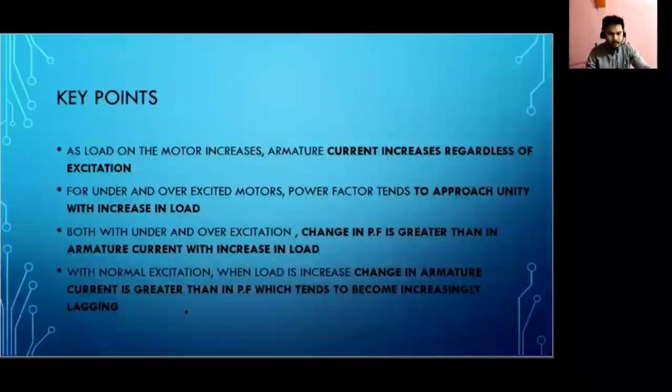Then the key points. Through this lecture, as load on the motor increases, armature current increases regardless of excitation. Remember that. For under and over excited motors, power factor tends to approach unity with increase in load. That is why the synchronous motor is highly usable for power factor correction. Third, with both under and over excitation, the change in power factor is greater than the change in armature current with increase in load. But with normal excitation, when load is increasing, the change in armature current is greater than the change in power factor, which tends to become increasingly lagging.